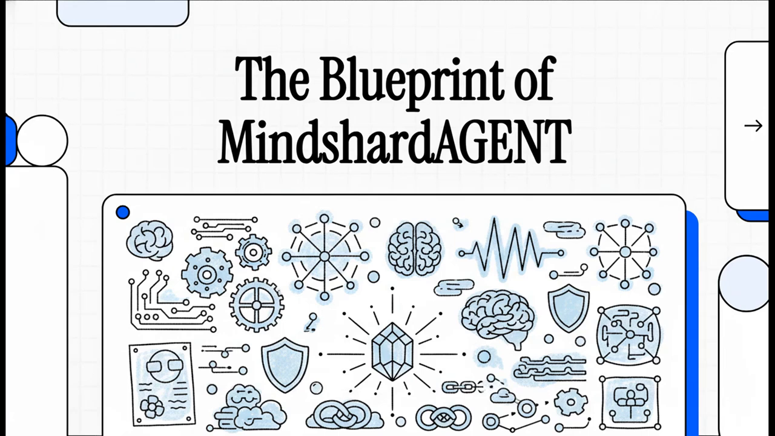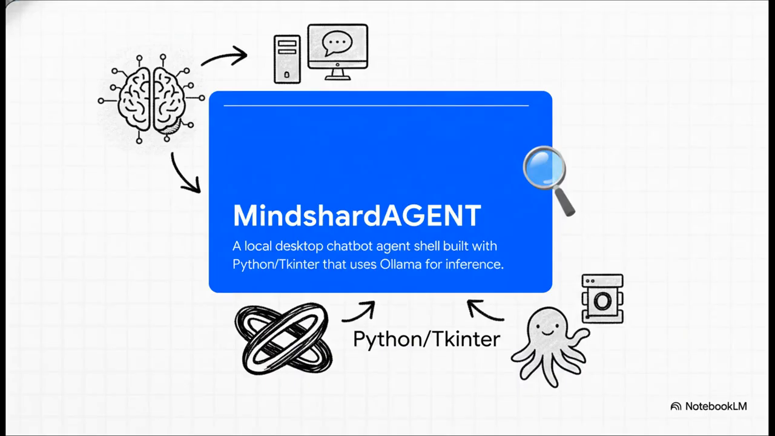All right, let's dive in. Today, we are cracking open the architectural plans for a really fascinating local AI called MindShard Agent. We're going to take a tour of its blueprint to see exactly how it's built, how it thinks, and what makes it both incredibly powerful and, more importantly, safe. So what is this thing really?